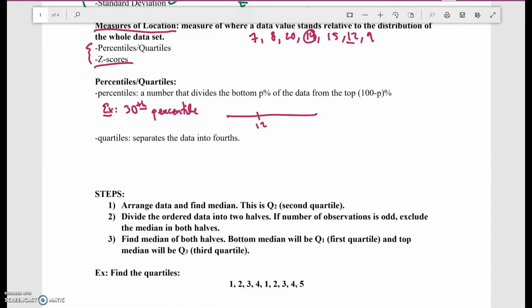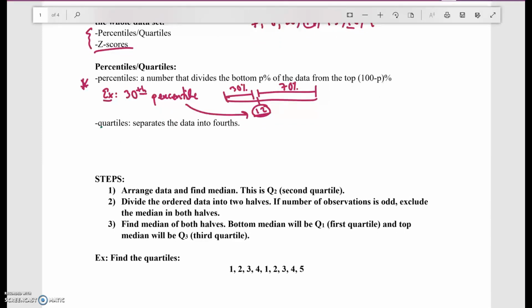being the 30th percentile means that 30% of the data is under this number 12, and 70% of the data is above it. That's what this 100 minus p stands for. So this number 12, being the 30th percentile, means that 30% of the data is right below it, and the other 70% is right above it. That's basically all it is. With percentiles, we're not going to talk about them too much, and we're not going to calculate percentiles until we get later to probability. So this one will be put on hold for a while.